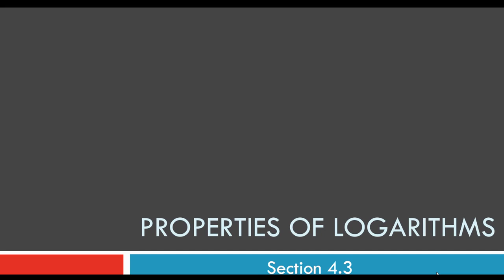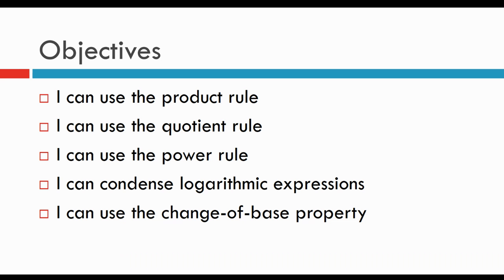Today we're going to continue looking at section 4.3, properties of logarithms. So we're going to continue to use the product, quotient, and power rule. We will now condense logarithmic expressions, and we're going to use something called the change of base property.